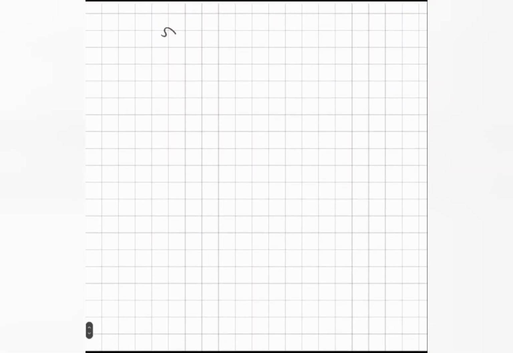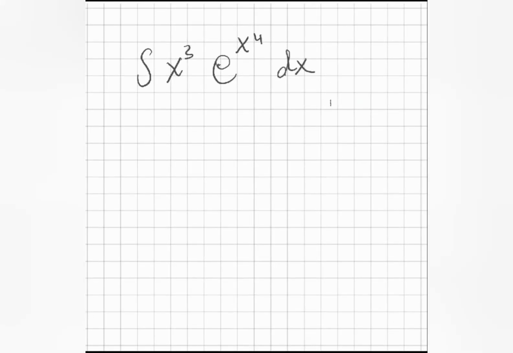Let's try x cubed e raised to the x to the fourth. So what should we make u equal to? X cubed or x to the fourth? If u is x to the third, du will be 3x squared, and that will not completely get rid of x to the fourth. But if we make u equal to x to the fourth, du will be equal to 4x cubed, and that can get rid of the x cubed that we see here. So let's do that. Let's make u equal to x to the fourth. So du is going to be 4x cubed dx.